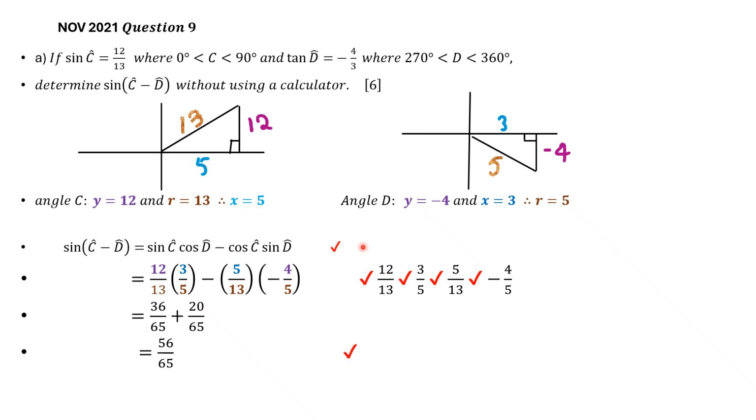Alright, so 1 mark for expansion, 1 mark for each value correctly selected from the drawings. Right, and then 1 mark for the final answer. So that is how my 6 marks are constructed. Alright, let's look at the next question.